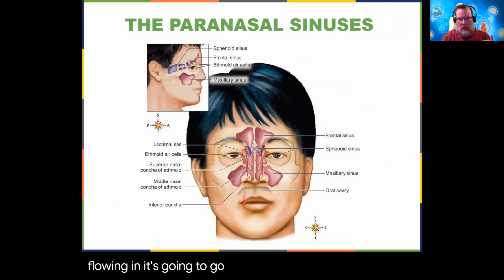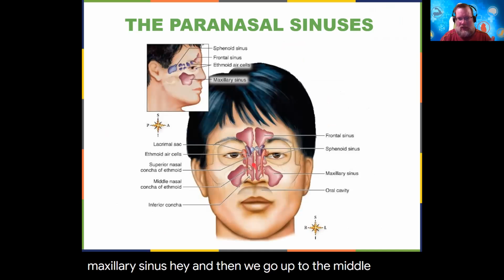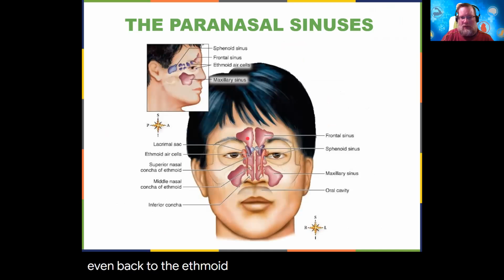So air flows in and goes into the nasal cavity. That lower pathway is going to take us right into the maxillary sinus. Then we go up to the middle section, and that'll take us out to the sphenoidal sinuses, maybe even back to the ethmoid. And then we go into the top floor pathway, up to the third floor, and that'll take us to the frontal sinus. So we have three pathways of airflow and three levels of air distribution.